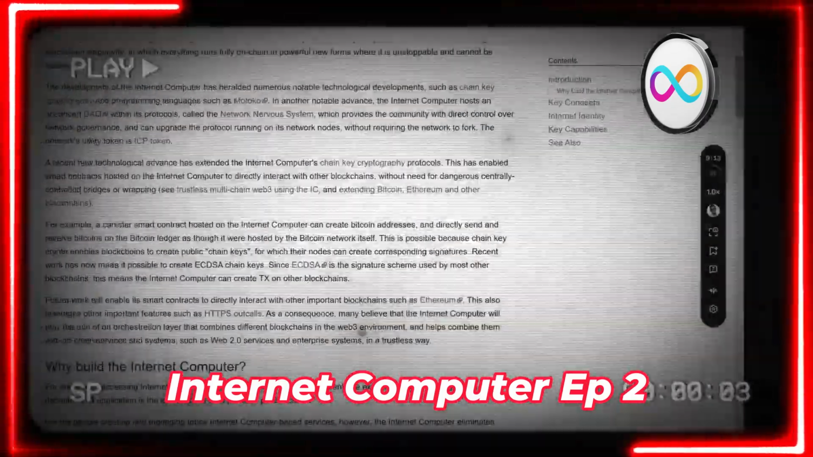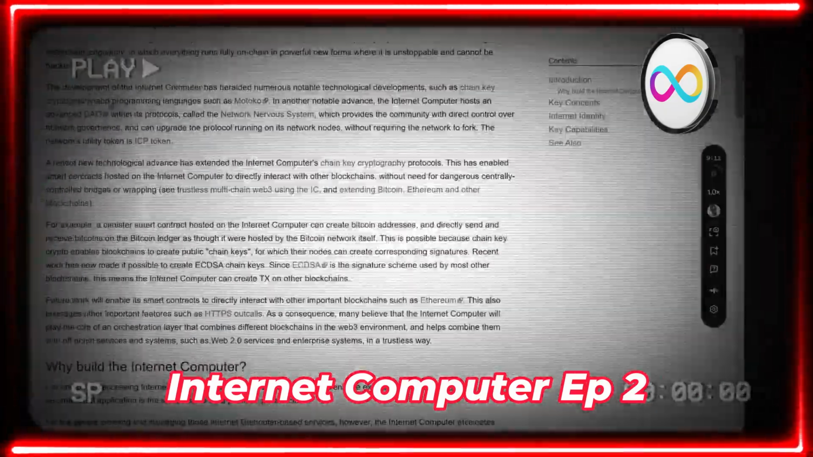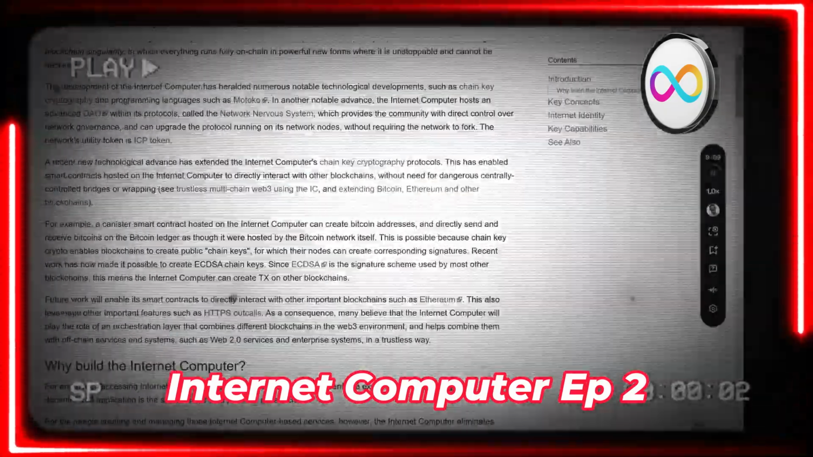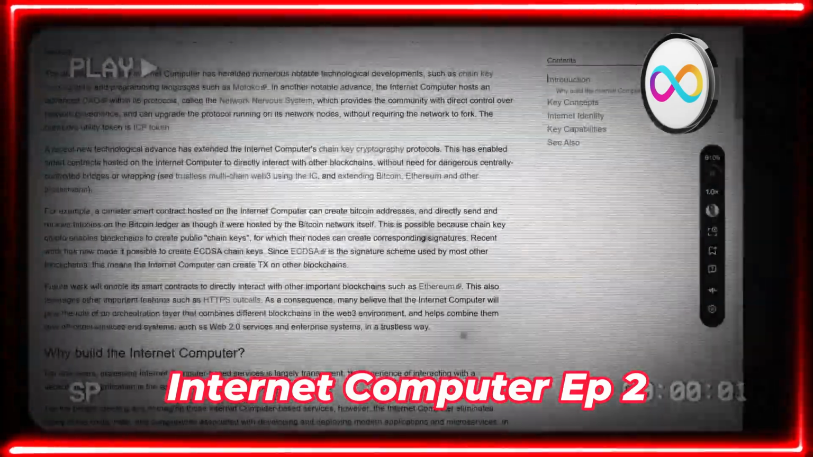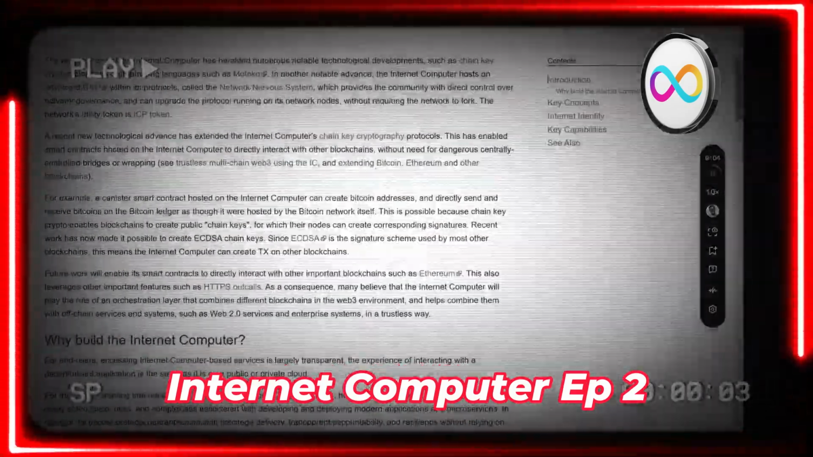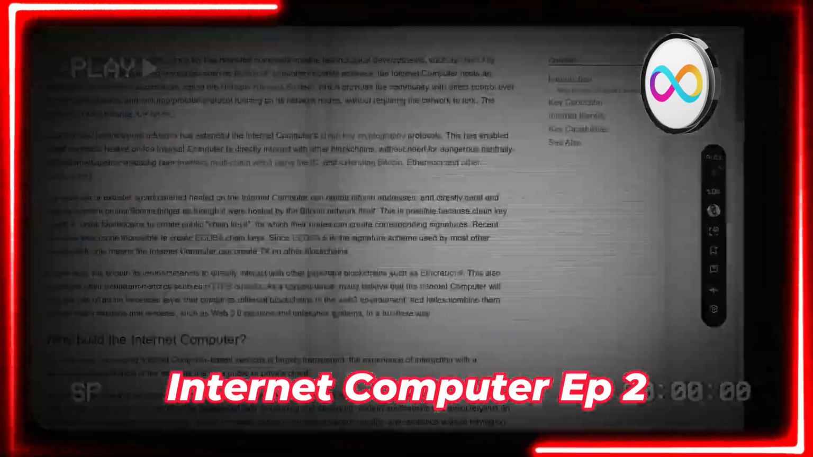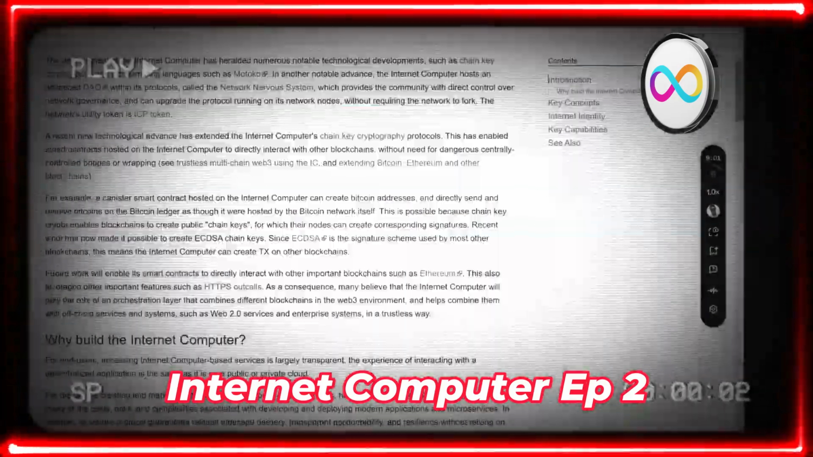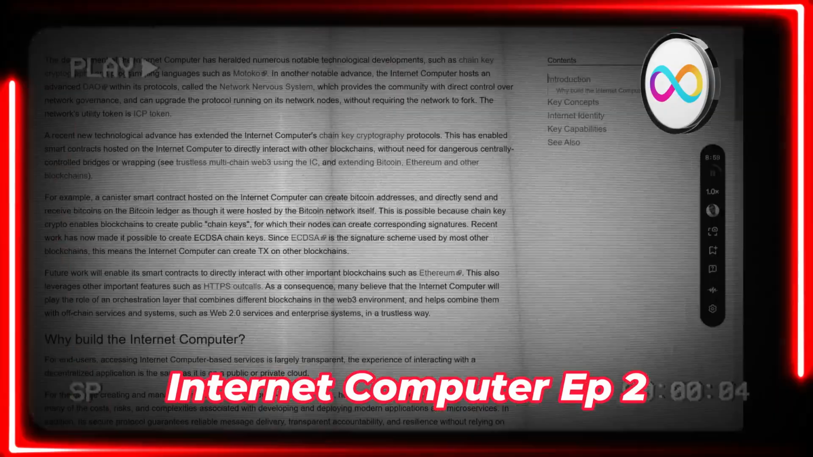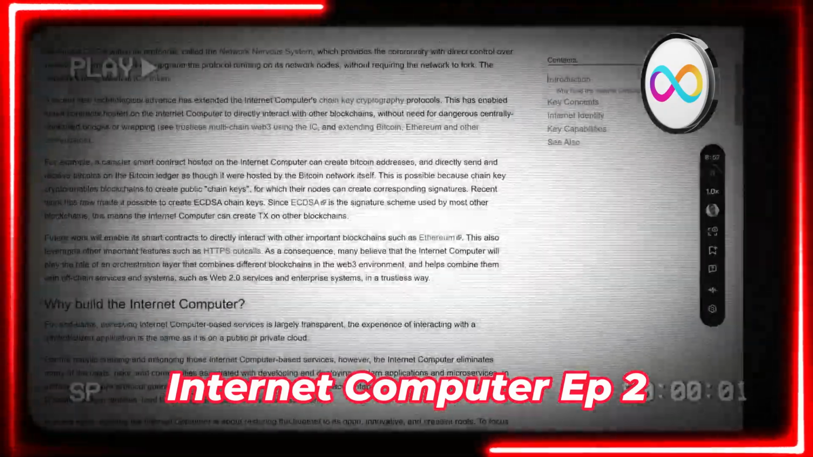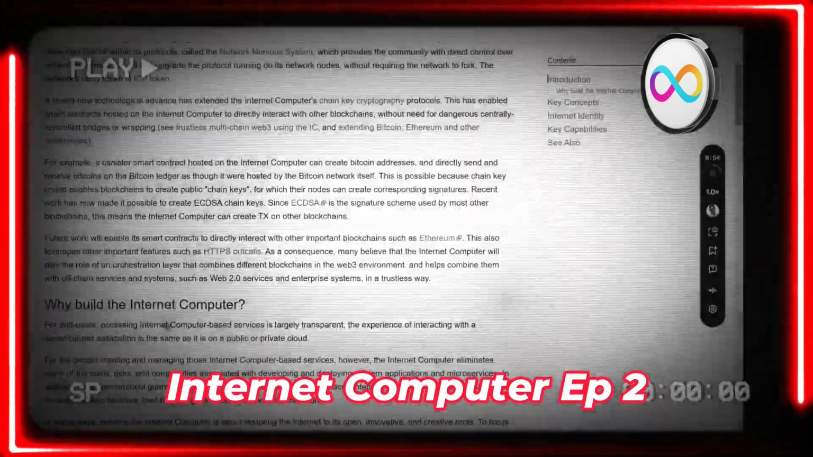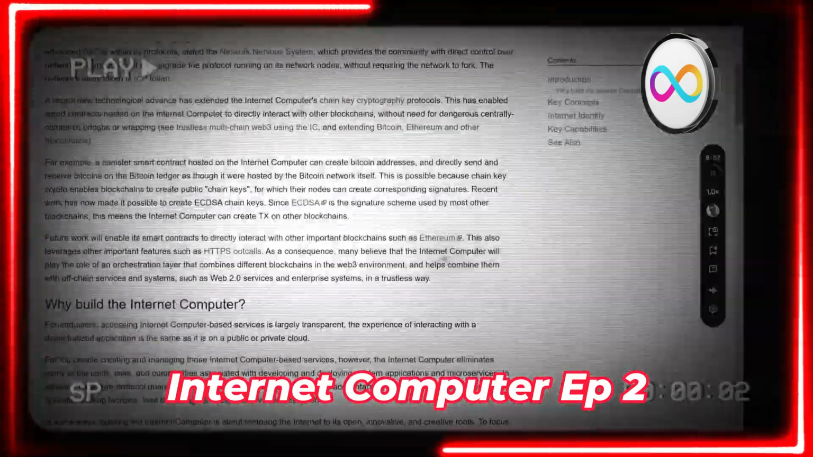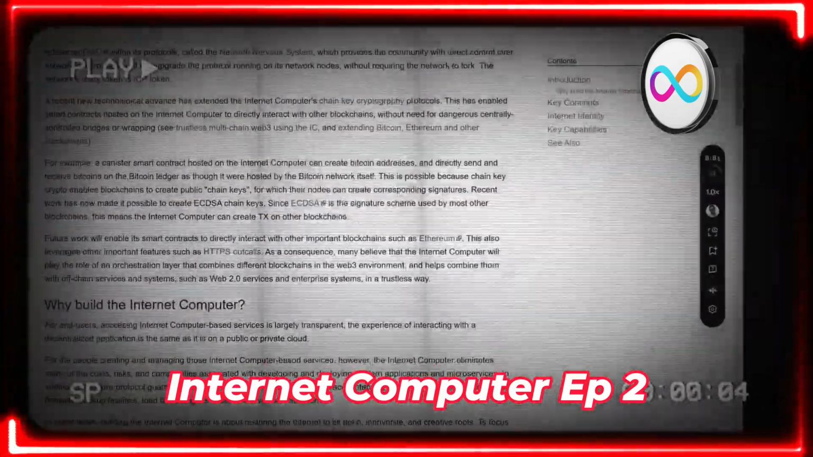This is possible because chain key crypto enables blockchains to create public chain keys, for which their nodes can create corresponding signatures. Recent work has now made it possible to create ECDSA chain keys. Since ECDSA is the signature scheme used by most other blockchains, this means the Internet Computer can create transactions on other blockchains. Future work will enable its smart contracts to directly interact with other important blockchains such as Ethereum. This also leverages other important features such as HTTPS outcalls.